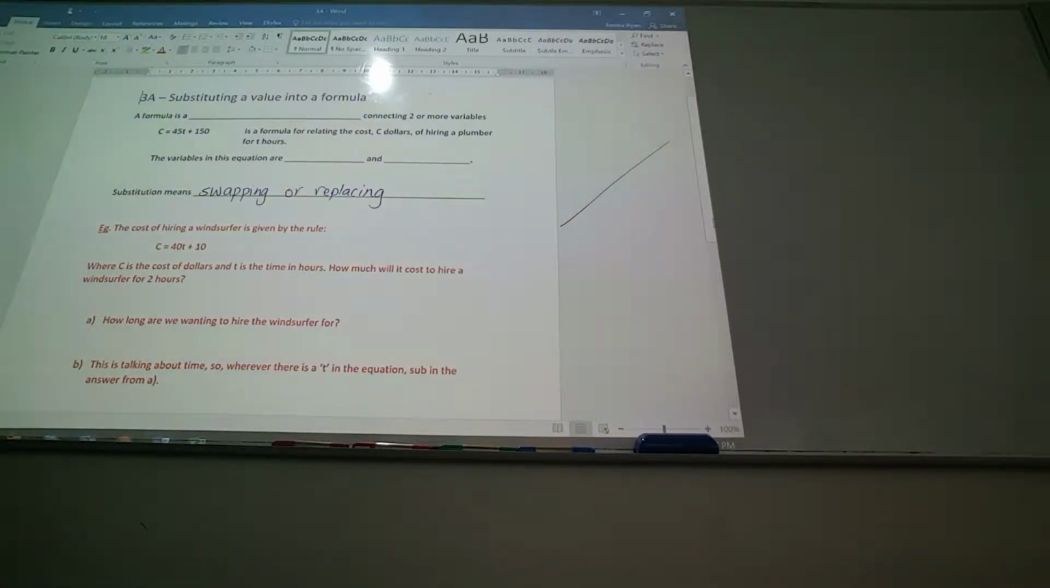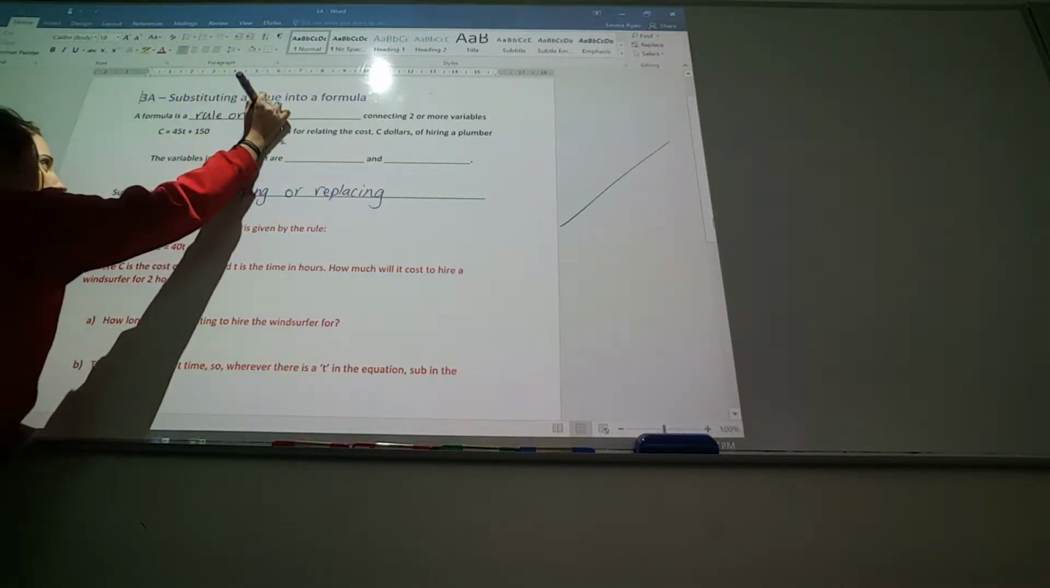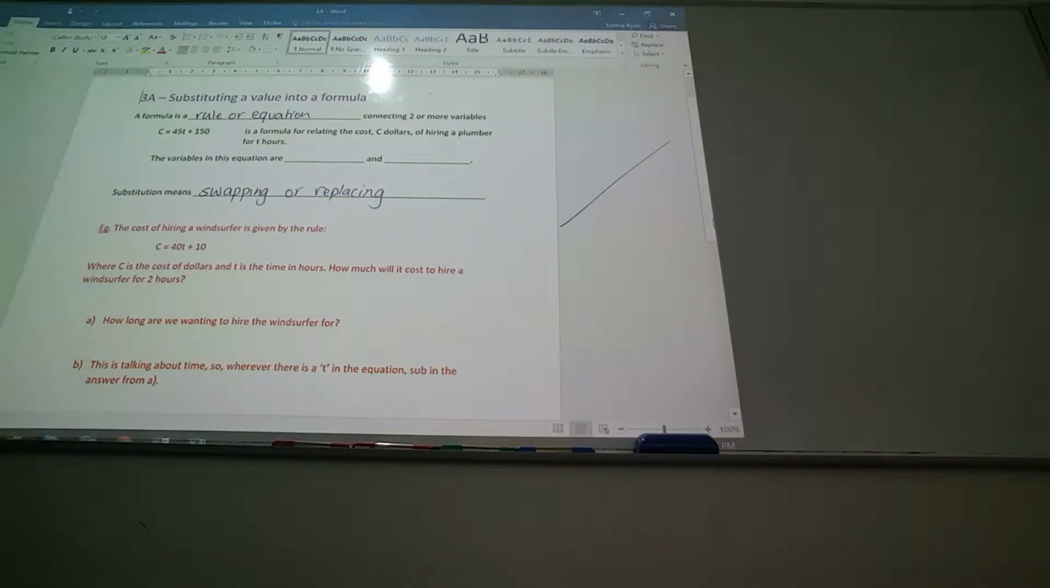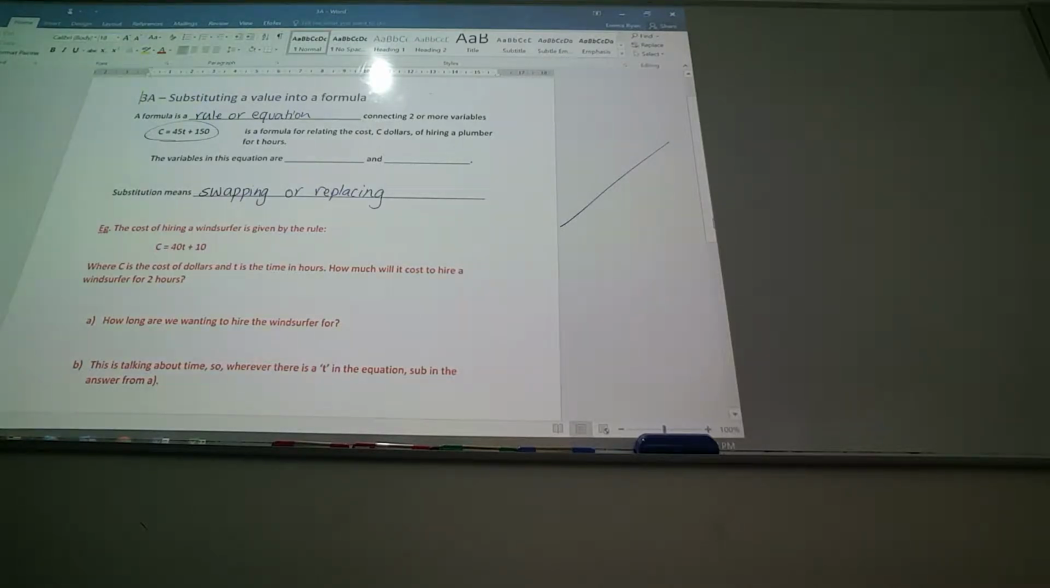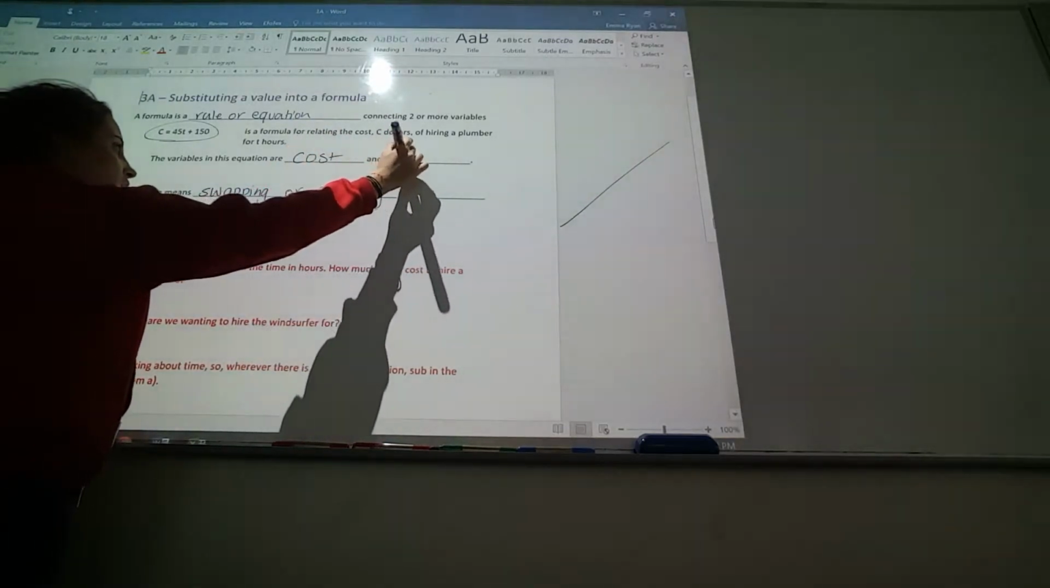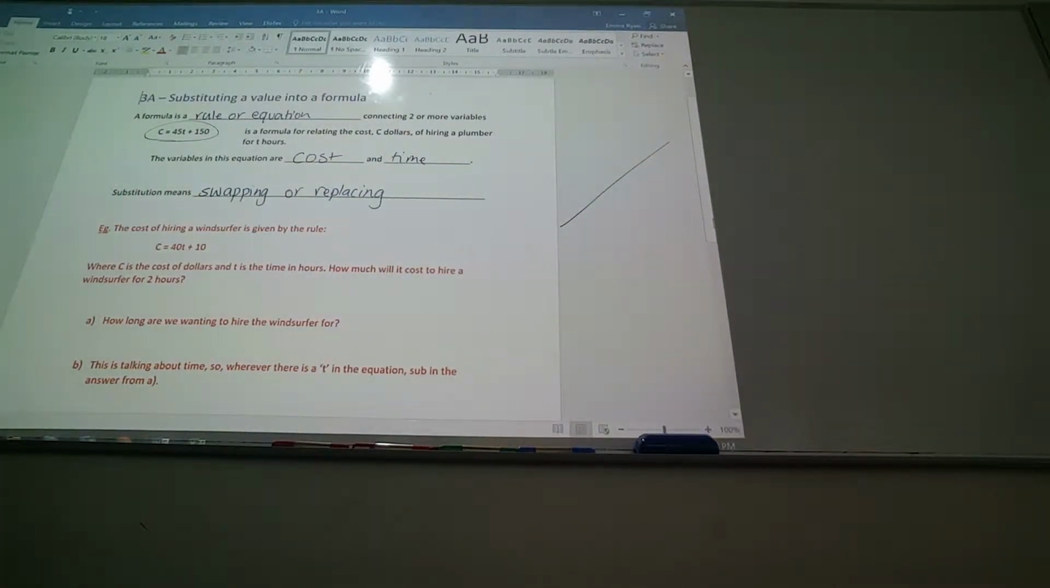So, when we're talking about it with maths, we've got a formula, which is a rule or equation connecting two or more variables. So we know what variables are. We've talked about variables before. Variables are the two things that we're talking about. So in this instance, this is a formula relating the cost of hiring a plumber for a certain amount of hours. We're using C as the cost and T as the time in hours. So the variables in this equation, the two things we're talking about, are cost and time. So they're our two variables. We always need two different variables so we can say this one equals this one. When we do something to that one, it's going to make this one equal something else.